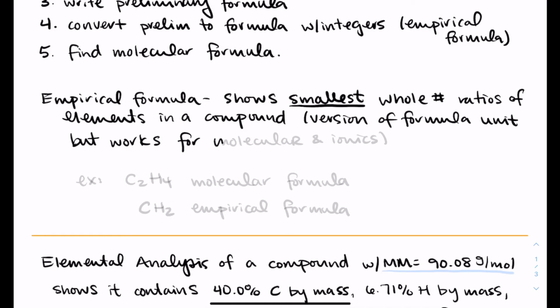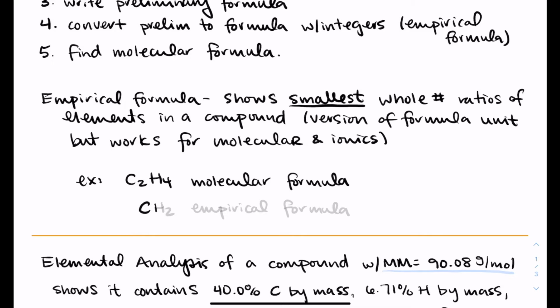For every one carbon, I have 2 hydrogen atoms, which is true in C2H4, right? It's also true in C3H6. It's also true in C4H8. So the empirical formula doesn't necessarily give us exactly what we need, but it gives us a point at which we can use the information to get to a molecular formula.